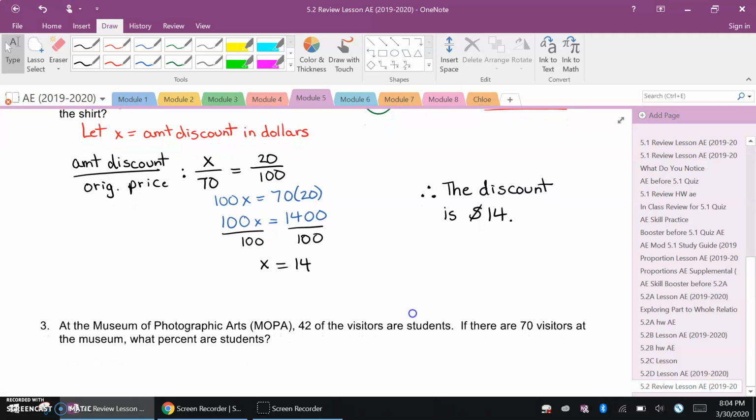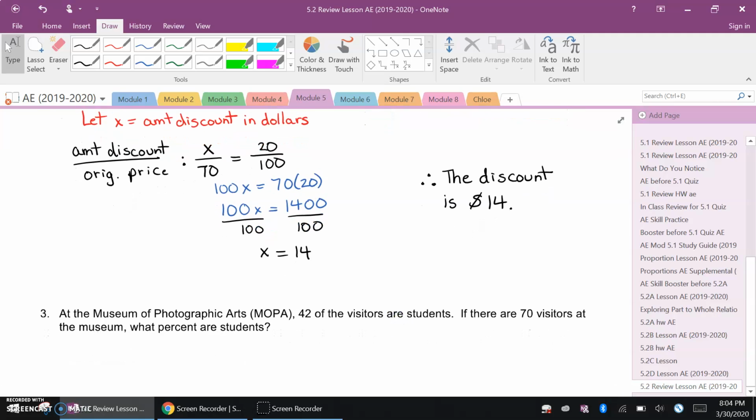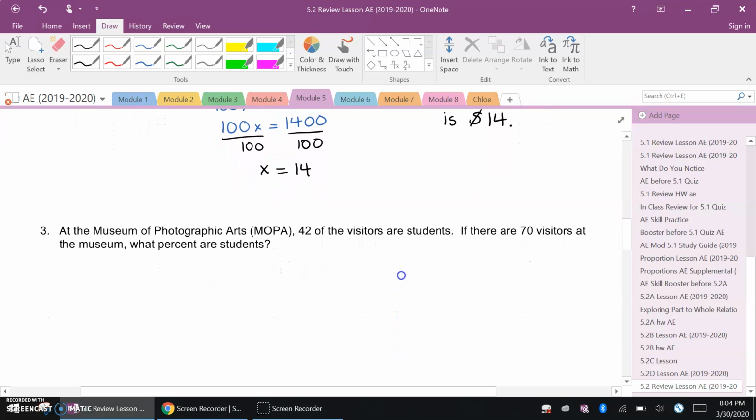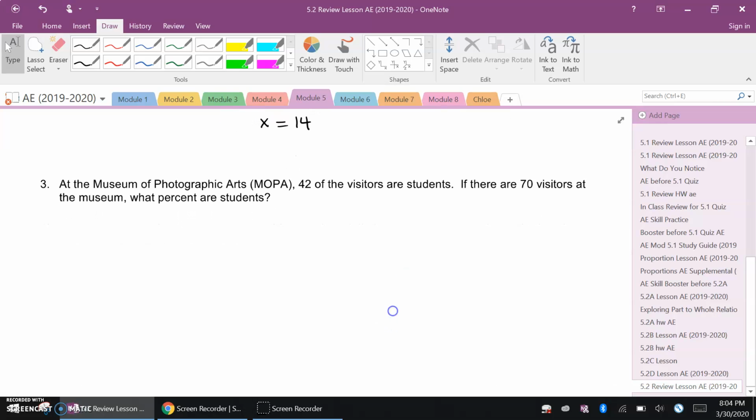So if you're feeling brave and you think you're ready, you can go ahead and hit pause. I'm going to give you a second to try and see if you can set up number 3. And then you can hit play again and we can walk through it. Okay, let's see how you did.